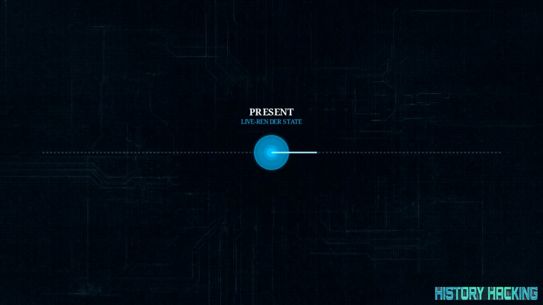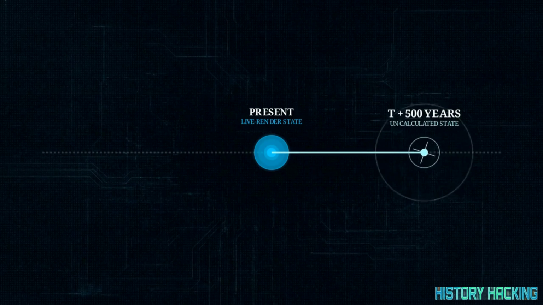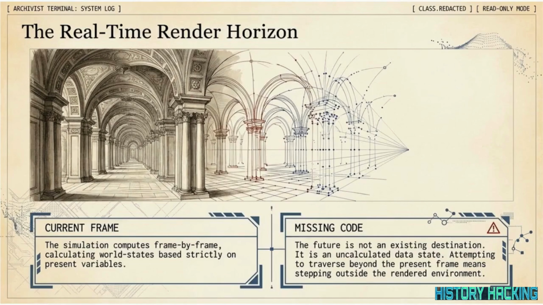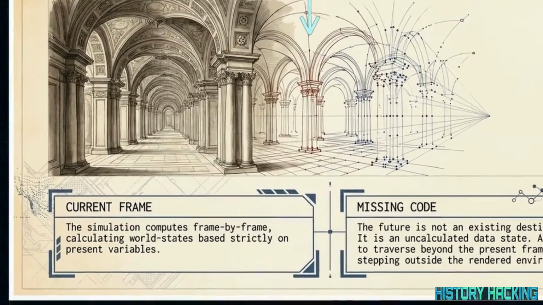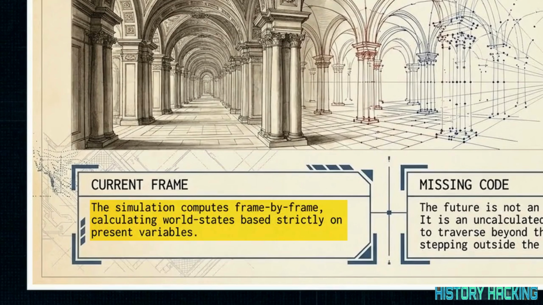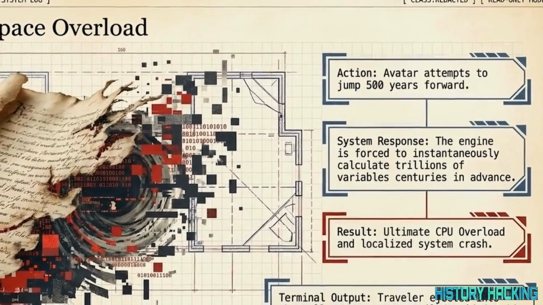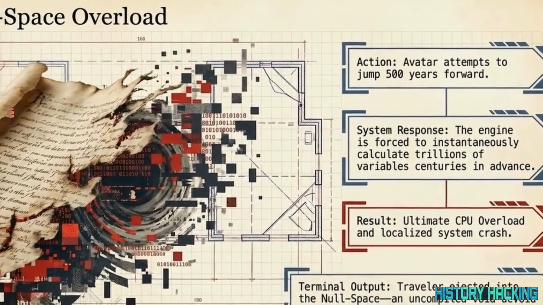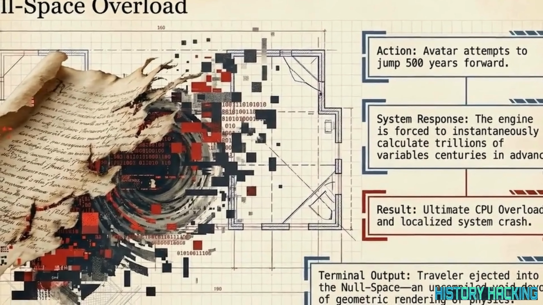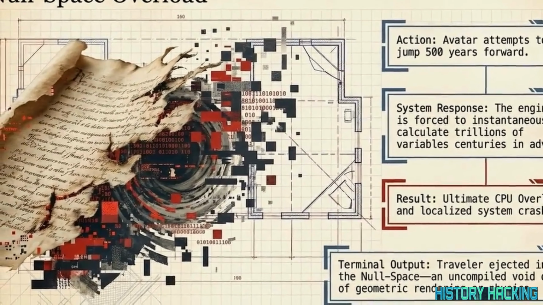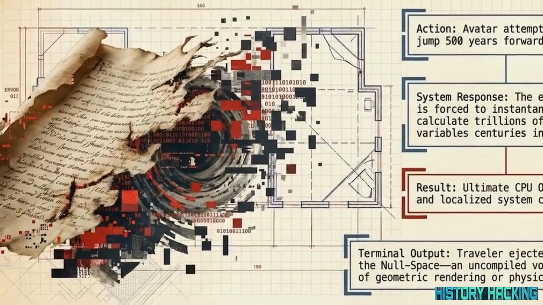With the past locked out, we target 500 years forward. Here, we encounter the real-time render horizon. This wireframe on the right illustrates how the simulation computes the world frame by frame, based strictly on present variables. A forward jump forces the engine to instantly calculate trillions of future variables. The resulting CPU overload ejects the traveler into the null space, an uncompiled void devoid of physics.